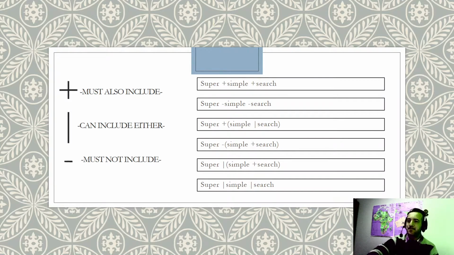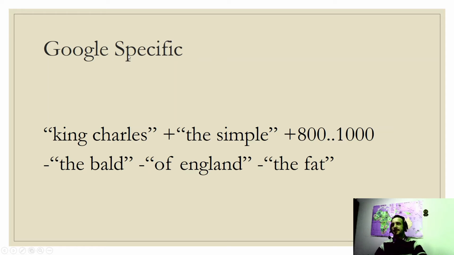All right, moving on. So Google specific, because I know that you're kids and you like Google. Google has some unique qualities to it. I altered our King Charles the Simple, and I added a little character in here that I'll talk about in a bit, about giving all of the dates between 800 and 1000, without the bald, without the England, without the fat.